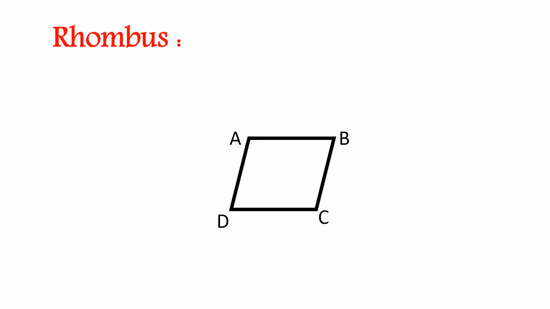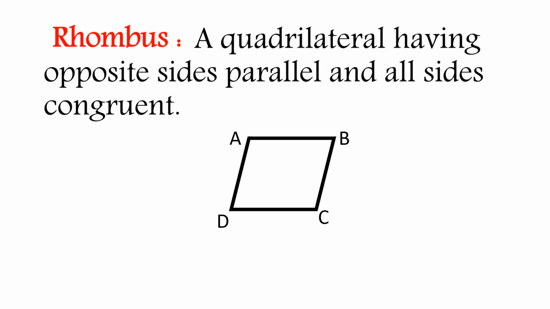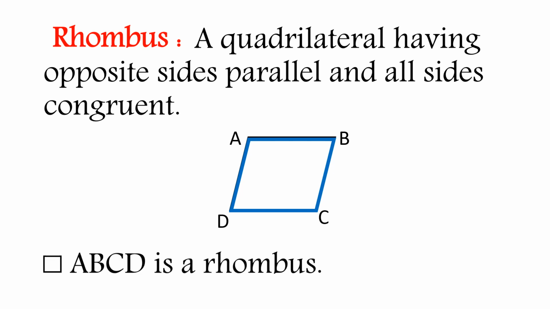Rhombus. A quadrilateral having opposite sides parallel and all sides congruent. Look at the figure. Here side AB, side BC, side CD and side AD are congruent, and you can see their opposite sides are also parallel. Hence this quadrilateral is called a rhombus. Quadrilateral ABCD is a rhombus.